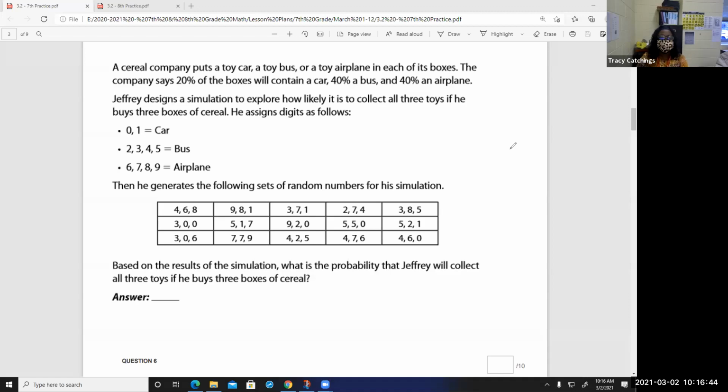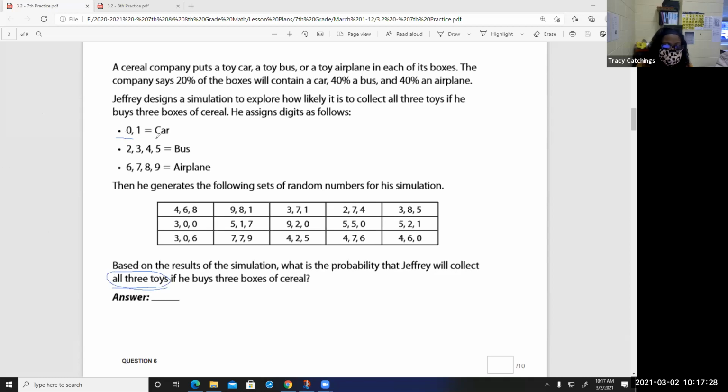All right, it says a cereal company puts a toy car, a toy bus, or a toy airplane in each of these boxes. The company says 20% of the boxes will contain a car, 40% a bus, and 40% an airplane. Jeffrey designed a simulation to explore how likely it is to collect all 3 toys if he buys 3 boxes of cereal. He assigned digits as follows. 0 or 1 represent a car, 2, 3, 4, 5 represent a bus, 6, 7, 8, 9 represent an airplane. Then he generates the following sets of random numbers for his simulation. Based on the results of the simulation, what is the probability that Jeffrey will collect all 3 toys if he buys 3 boxes of cereal?